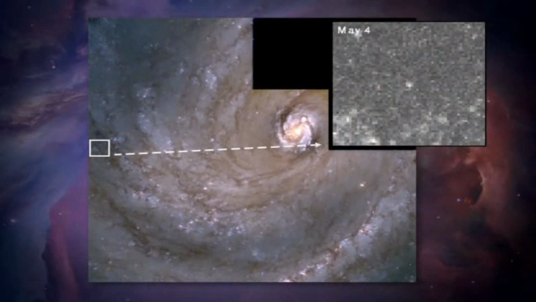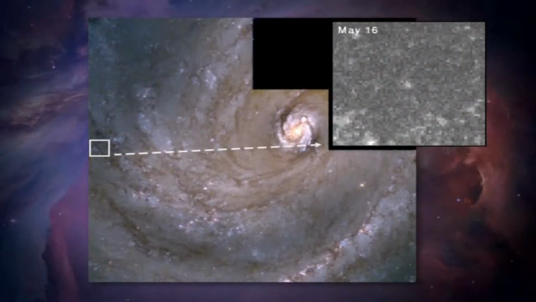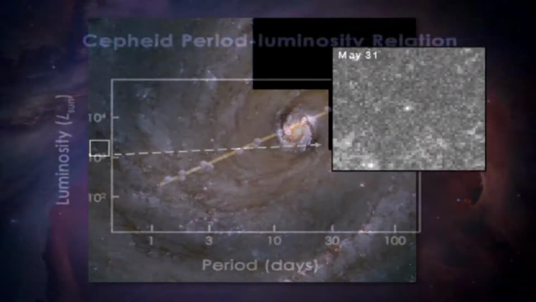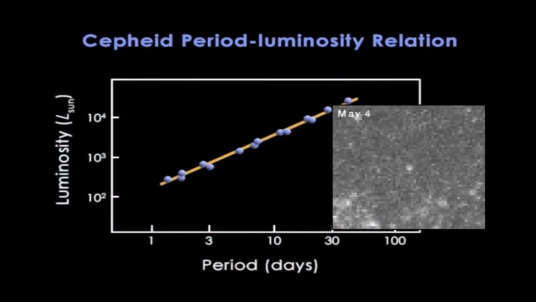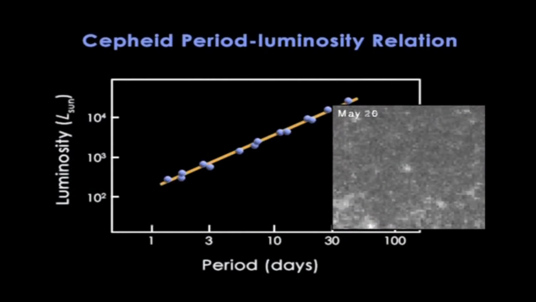Now, this kind of relation is extremely useful to astronomers because once you've measured the period of the star's variation, you can use the period-luminosity relation to read off its true luminosity. And then using its apparent brightness in the sky, you can quickly find the distance using our simple inverse square law equation. So this is how Cepheids are used to find the distances to the nearest galaxies.